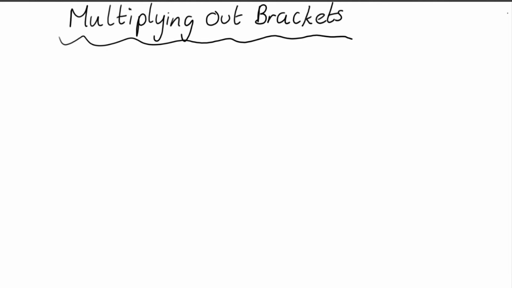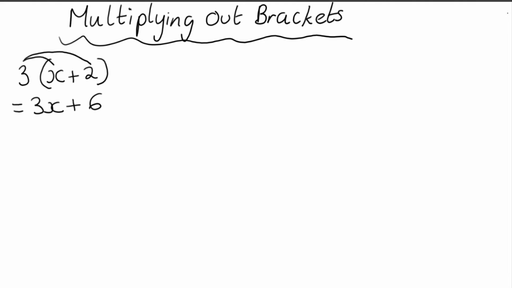Okay, in this video we're going to learn how to multiply out brackets. I'm going to start with just a small bracket with one number at the front of it. So if it was x plus 2 inside the bracket and a 3 at the front of the bracket, all you have to do is multiply the 3 through with both terms. So 3 times x is 3x, 3 times 2 is 6. And because it's a positive 6, you just put a plus in it.